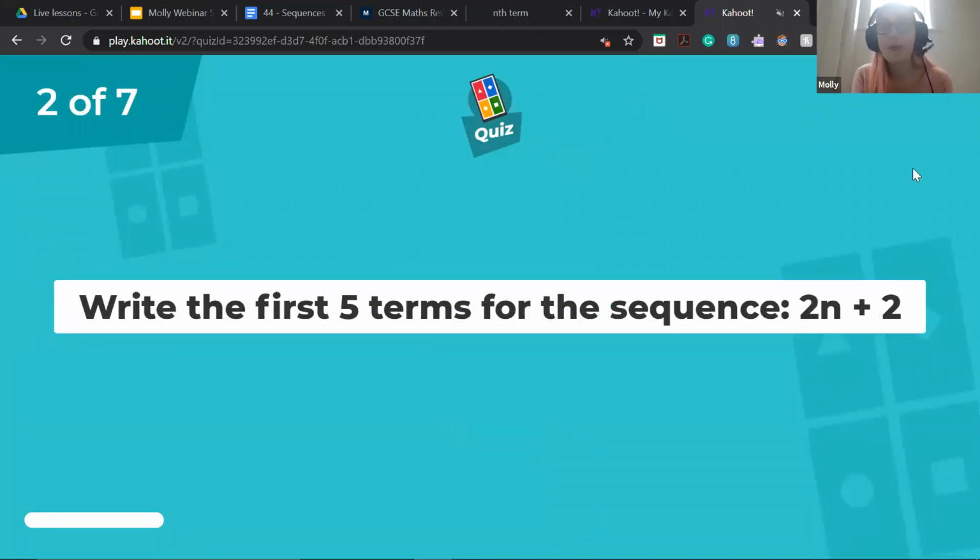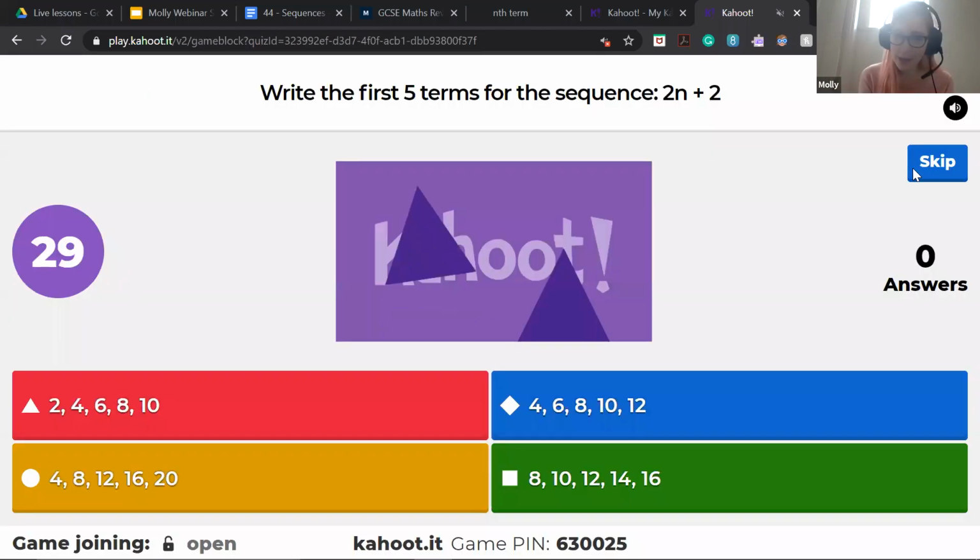Second question, what about this sequence, 2n plus 2? Think about what I just said and see if you can apply it to this one.